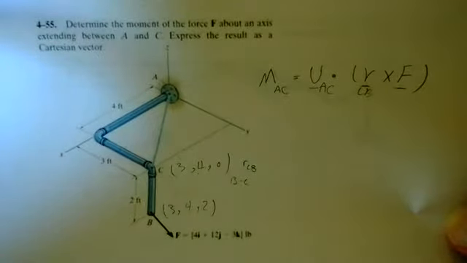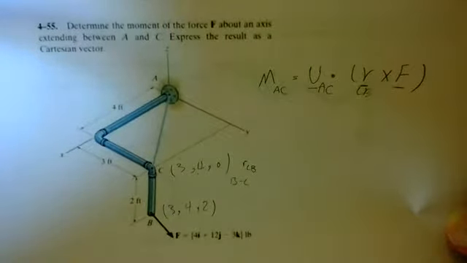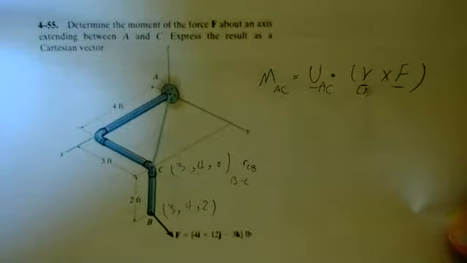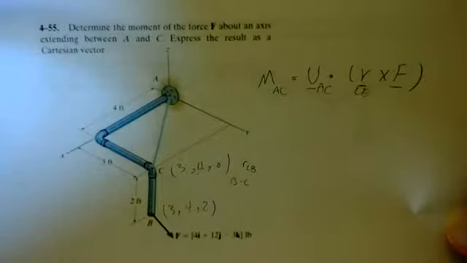Because the triple product is a dot product, which is going to just give you a scalar. So to get the vector, you have to multiply that by UAC again. Okay, you get a vector in Cartesian form, along the UAC axis.